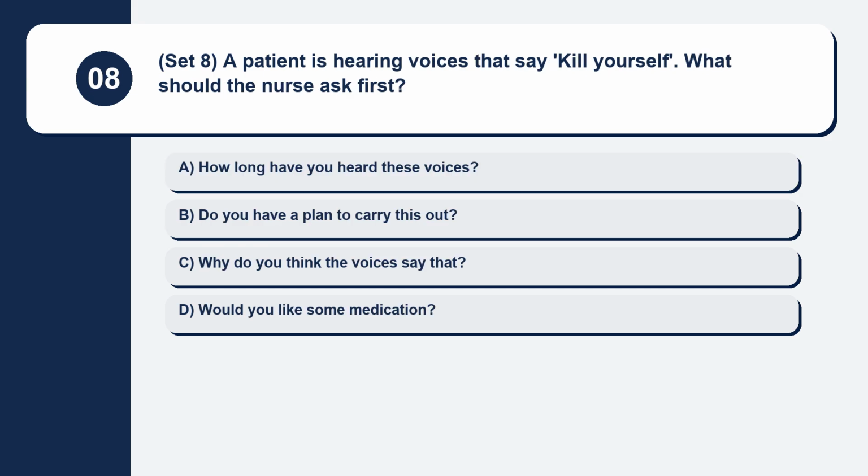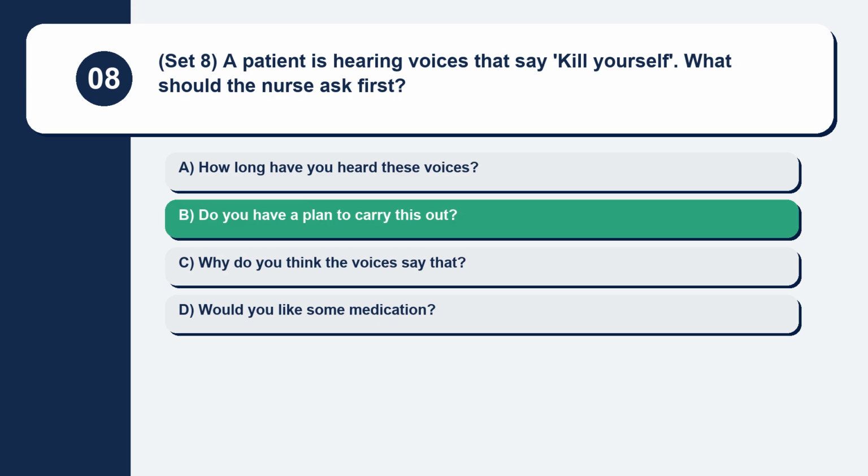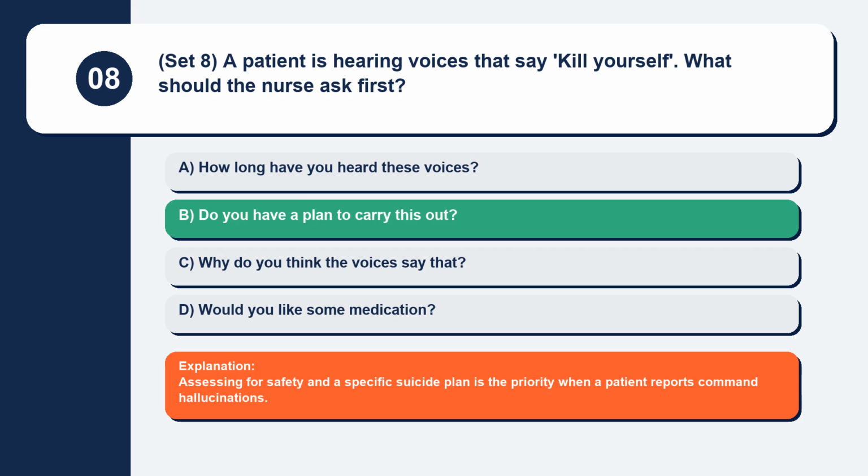Question 8. Set 8. A patient is hearing voices that say, "Kill yourself." What should the nurse ask first? How long have you heard these voices? Do you have a plan to carry this out? Why do you think the voices say that? Would you like some medication? Assessing for safety and a specific suicide plan is the priority when a patient reports command hallucinations.